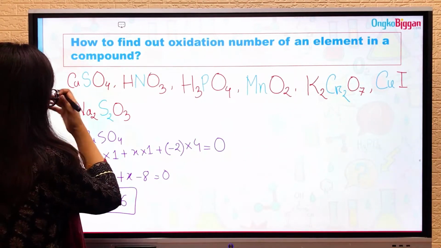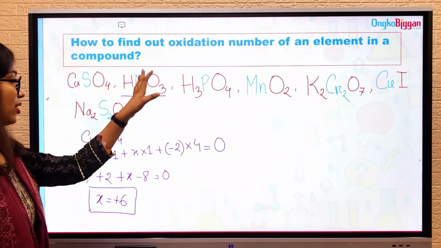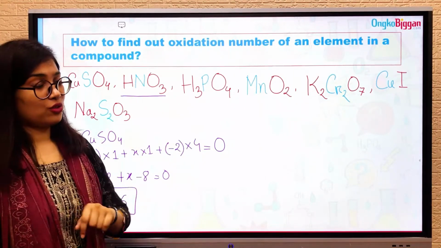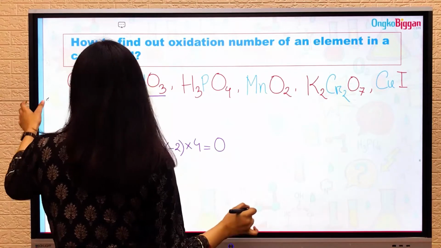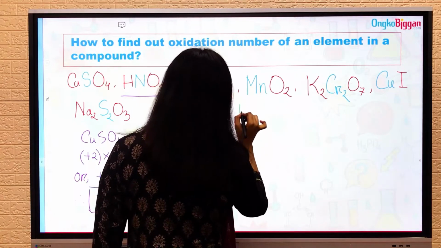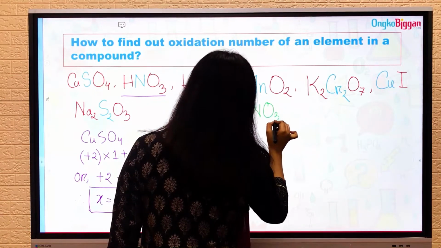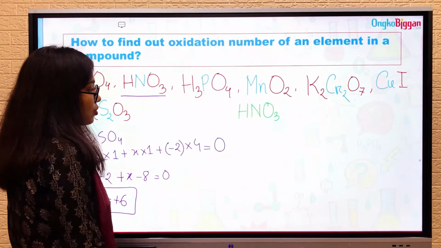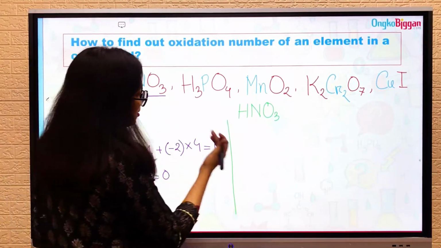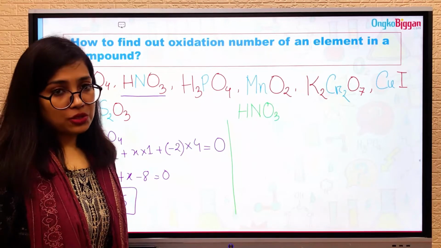We have another compound, and that is nitric acid. This is called nitric acid or hydrogen nitrate, whichever you want to call it. Let's find out the oxidation number of nitrogen here. Let's write down the compound first: HNO3. Hydrogen's oxidation number is generally +1.